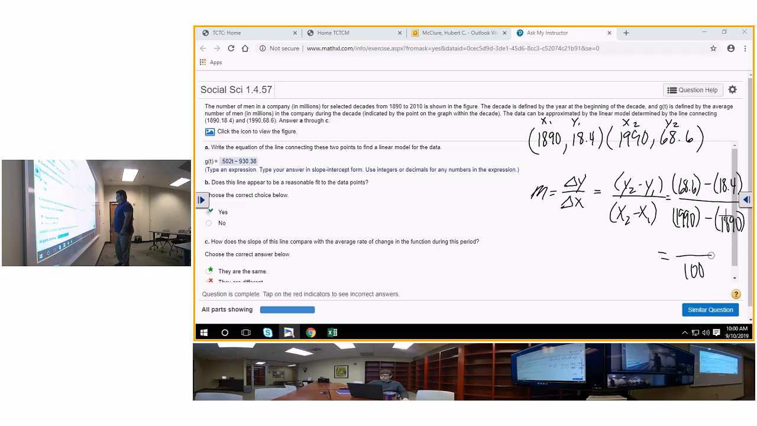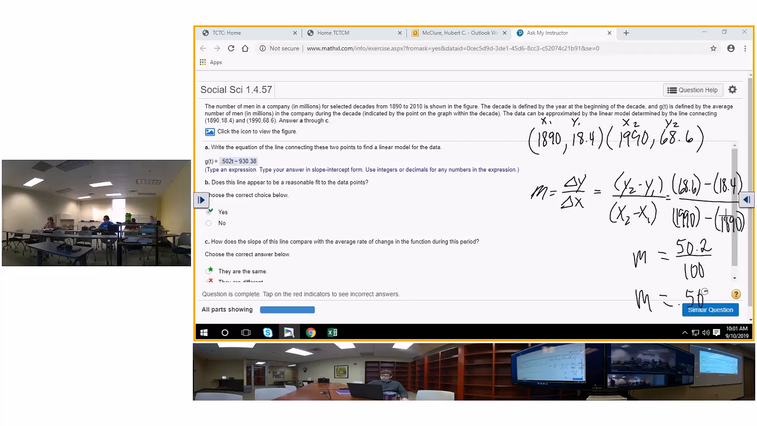100. Now, somebody did the top. What does it come out to be? 50 or 49.2 or what is it? I'm sorry, what? 50.2. 50.2? Yes. Which is basically 1/2, but well, go ahead and give me a decimal. 0.502. Now we have a slope and a point, so we're going to use what?